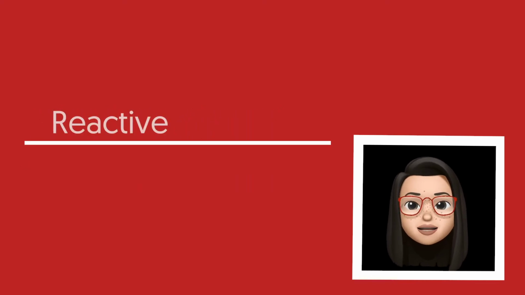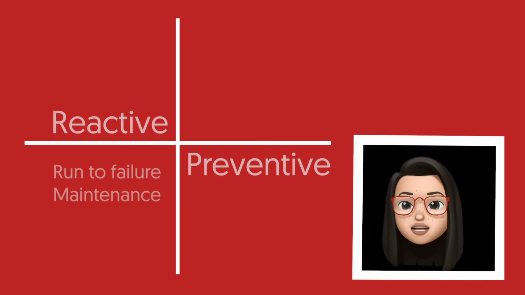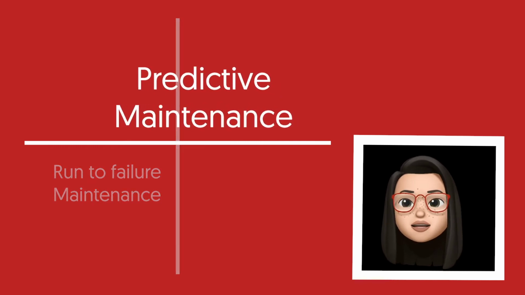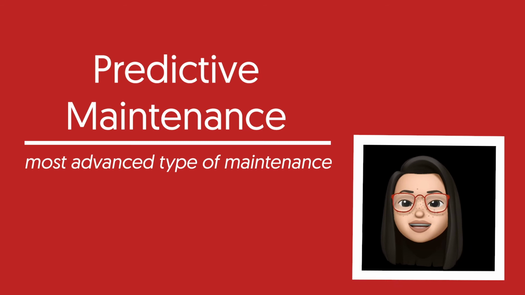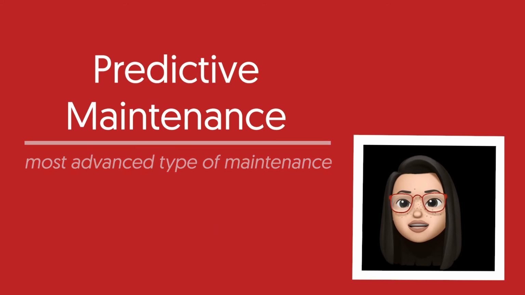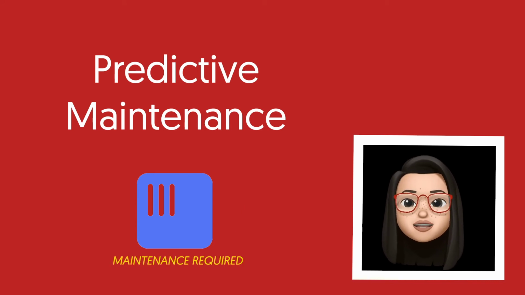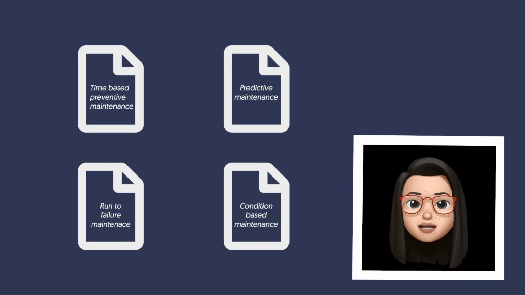Within reactive and preventive maintenance, there are many more nuanced strategies, such as run-to-failure maintenance and predictive maintenance. Predictive maintenance is a particularly important one, as it is the most advanced type of maintenance that exists today. Predictive maintenance uses sensor devices to monitor asset condition and predict when the asset will require maintenance to prevent equipment failure.